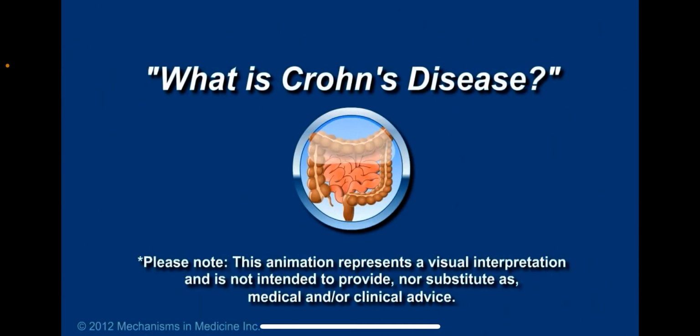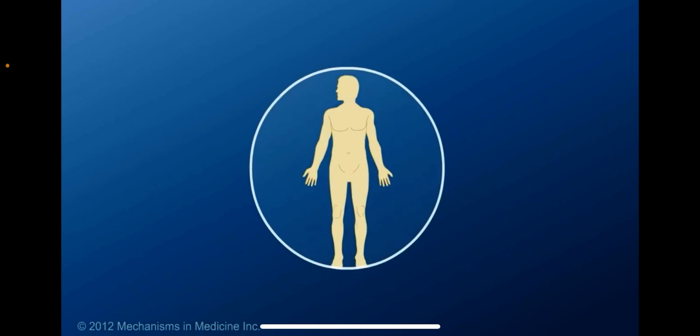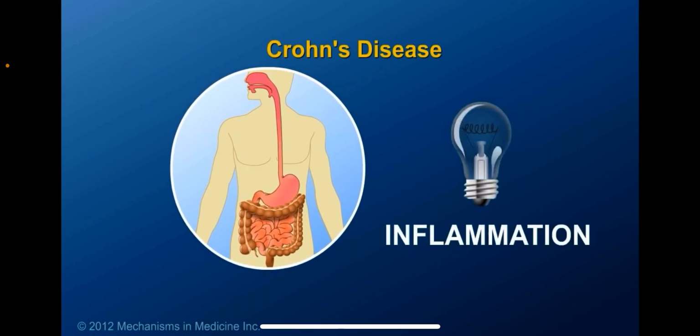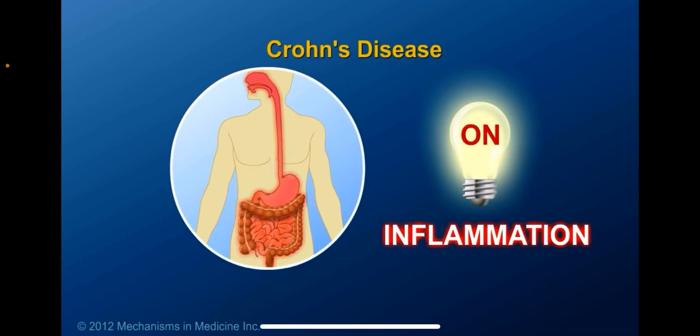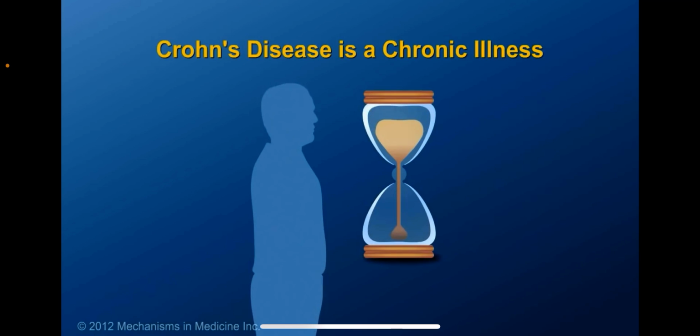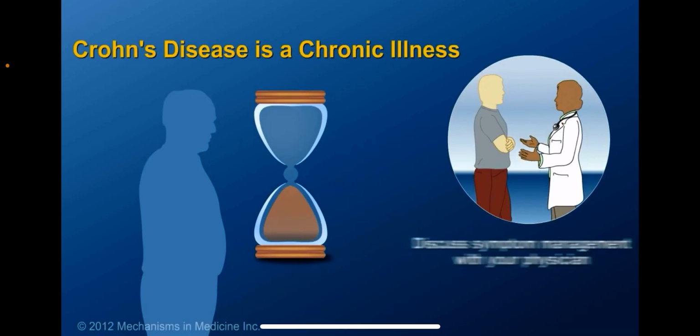What is Crohn's disease? Crohn's disease is a chronic condition characterized by inflammation in the gastrointestinal or GI tract, which is also known as the digestive tract. Since Crohn's disease is a chronic illness, it is persistent and will be present throughout a patient's life. However, patients and physicians can work together to manage the symptoms of this disease.